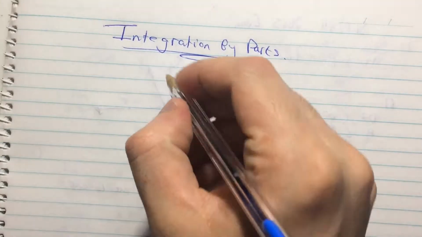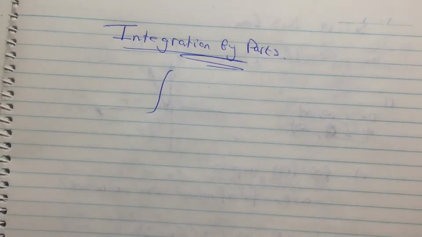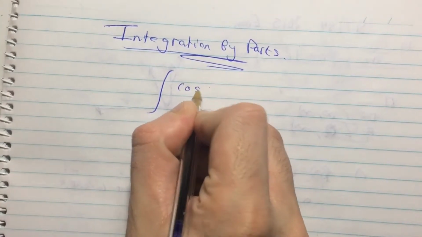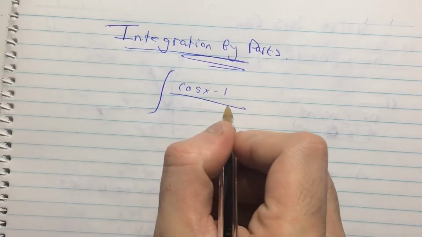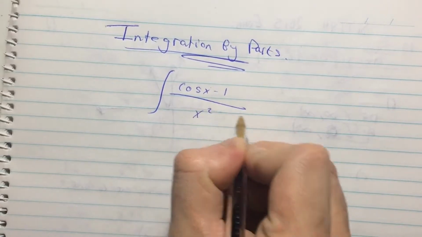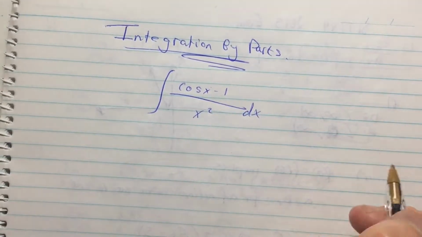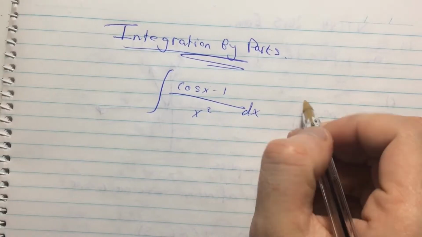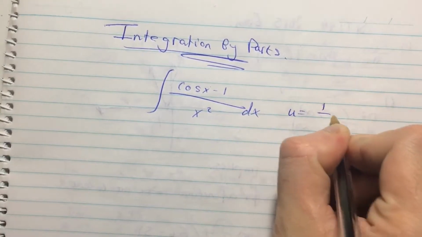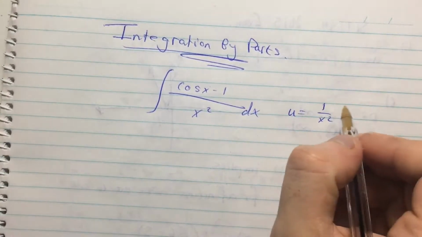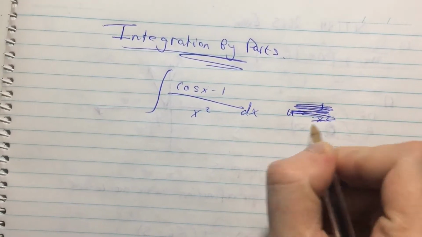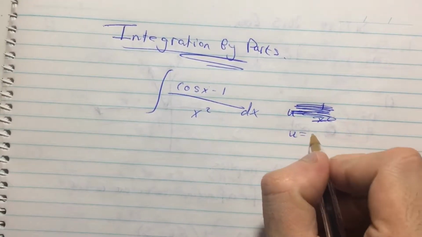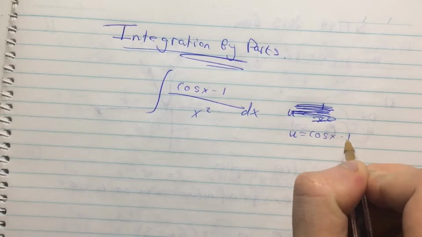Let's do integration by parts, and the integral is the integral of cosine of x minus 1 over x squared dx. Cool, man. Now let's do it. So u is equal to 1 over x squared. Sorry. Nah, I don't want to make that my u. I want to make my u cosine of x minus 1.